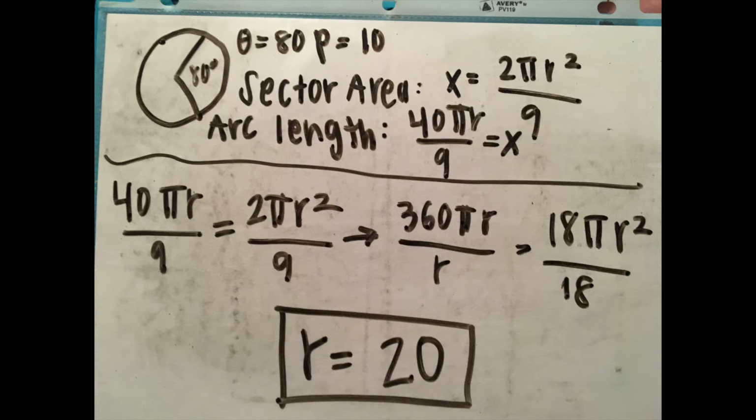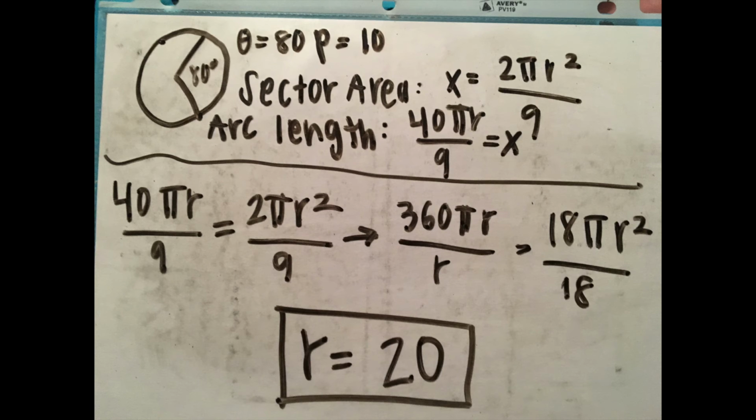My final step in solving for the radius is to set the sector area equation and the arc length equation equal to each other. The reason that I was able to do that is because in both situations I isolated x. Since both equations are equal to x, the x value is going to be the same for both of them, so I was able to set them equal to each other. That gave me 40 pi r over 9 is equal to 2 pi r squared over 9.